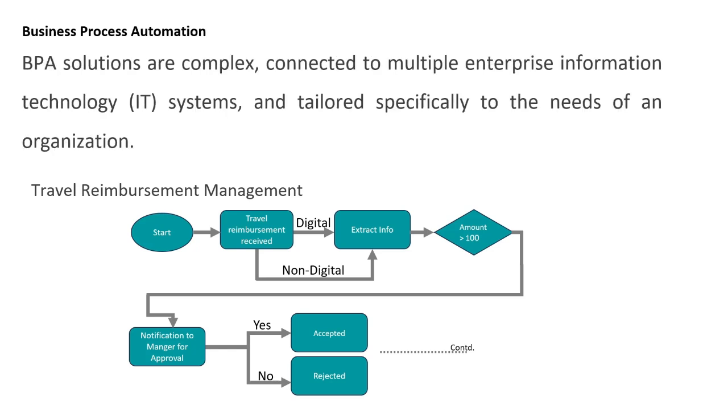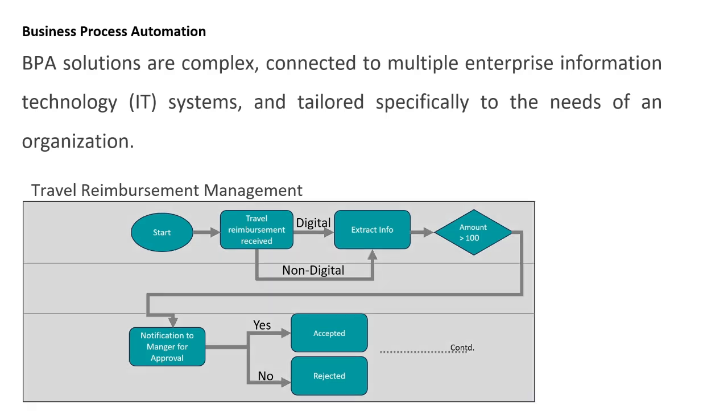When we talk about automation, it tells us about solutions which are complex and connected to multiple information technology systems, and are tailored and implemented specifically to meet the needs of the organization. So if we look at our example, how can we automate it? Let's divide it into 3 sections. One, where we are receiving the form and getting the information. Then, getting the information from non-digital documents also. And lastly, where the approvals and reviews are done.